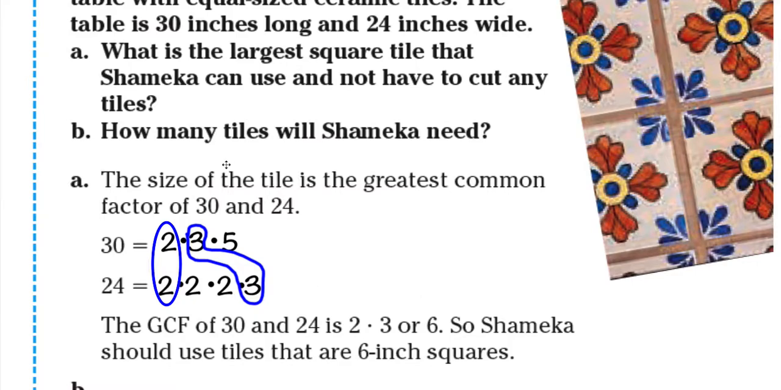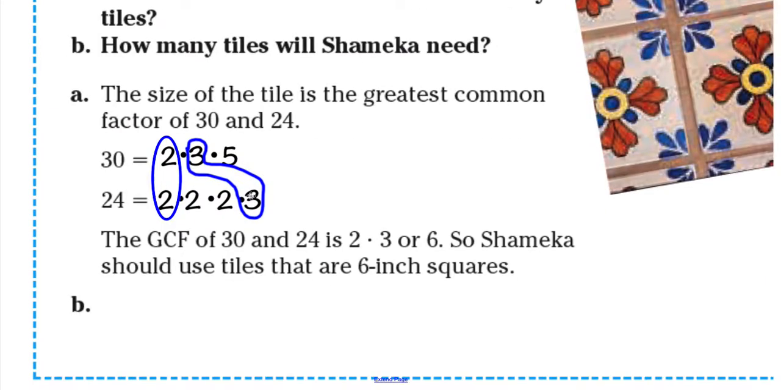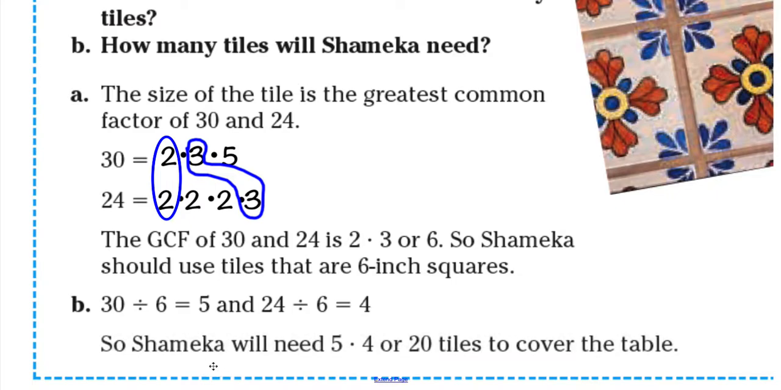Okay, but we're not done. Letter B, how many tiles will Shamika need? So using what we know, that the greatest common factor is 6, we simply divide 30 by 6. That'll give us 5. And 24 divided by 6 will give us 4. What does that mean? That means that Shamika will need 5 times 4, or 20 tiles, to cover the table. Okay? So we answered A and B for this one.